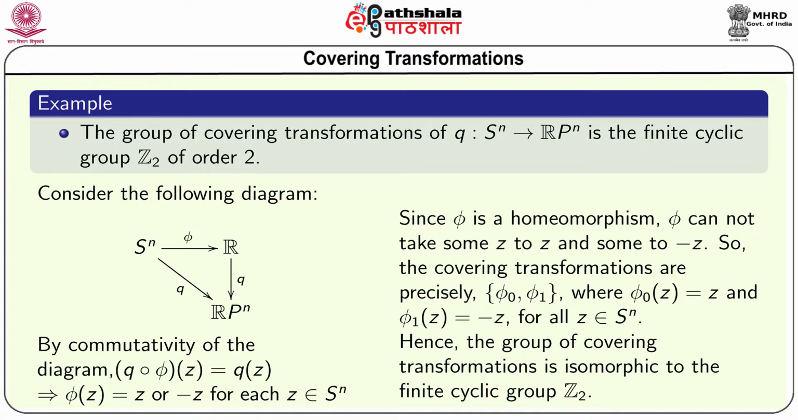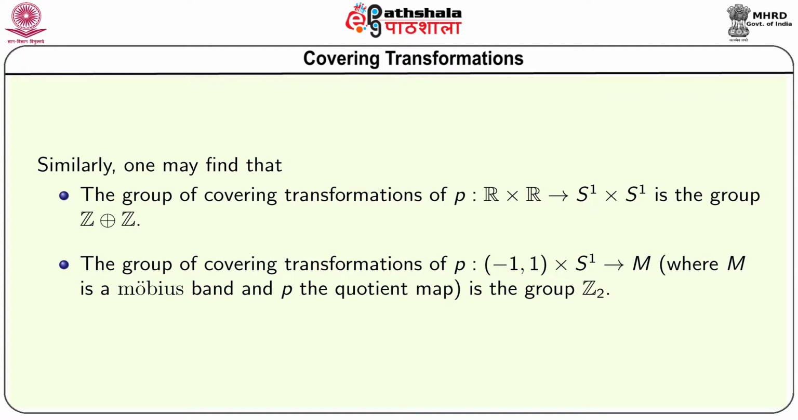Hence, the group of covering transformations is isomorphic to the group containing two elements, that is a finite cyclic group of order 2. Similarly, one may find that the group of covering transformations of P from R cross R to S1 cross S1 is the group Z cross Z.